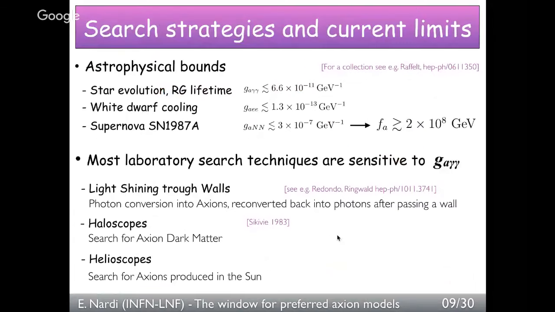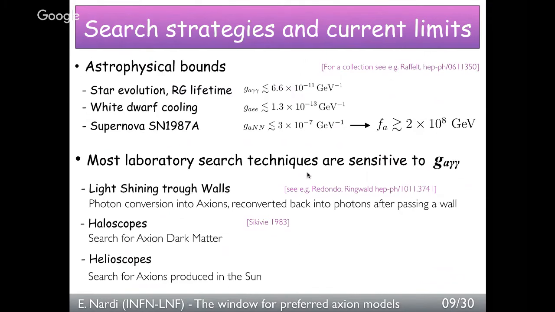I will skip this and go to search strategies and current limits. So astrophysical bounds are typically very strong, and they can constrain the coupling of the axion to the photon, to the electrons, in case your model allows the axion to couple to leptons, and to the nucleon. You always have this coupling. And you see that this is the mass of the model, and the limit on the coupling from the supernova implies this scale. So typically people assume between 5 and 10 to the 8, and below 10 to 12, as I mentioned before.